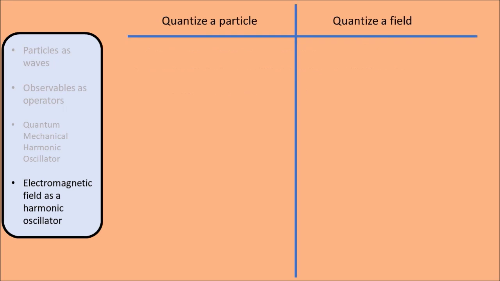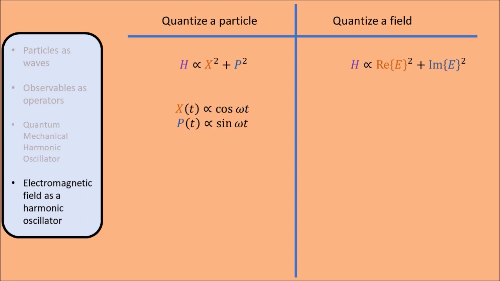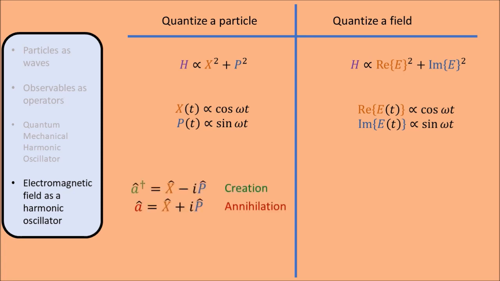To treat a particle quantum mechanically, we need to calculate its total energy, which for a harmonic oscillator is given by x squared plus p squared. So to quantize the electric field, we probably also have to look at its energy, which is proportional to the squared modulus of the complex field, which we can rewrite as the real part squared plus the imaginary part squared. Note that classically, the position and momentum oscillate harmonically and out of phase, just like the real part and imaginary part of the complex-valued electric field. For a particle, we could define the creation and annihilation operator as the position operator minus or plus I times the momentum operator. These operators could add or remove quanta of energy.